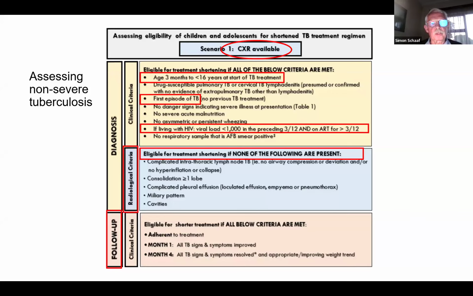Very important also is the last box where it shows follow-up, so that after 1 month of treatment, all TB signs and symptoms should be improving. And at 4 months, when you decide to stop the treatment for non-severe TB, all the TB symptoms and signs should have resolved completely.